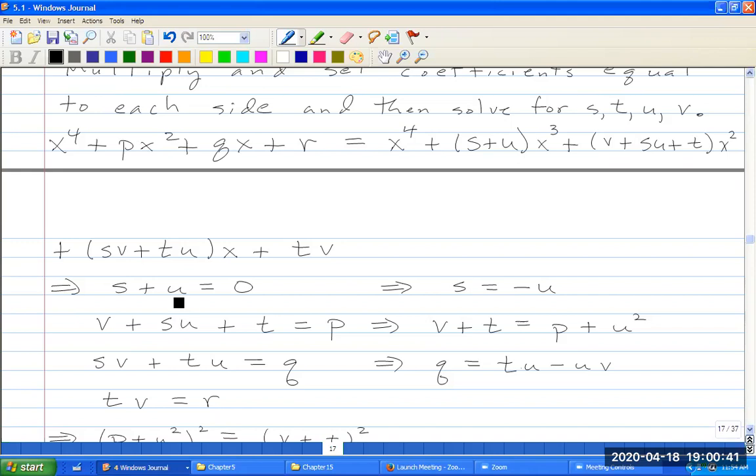So from this, I get that s is equal to minus u, just subtracting u from both sides. Letting s equal minus u, I get that this is minus u squared. So let's bring this to the other side. So I get v plus t is p plus u squared. And q is just tu plus sv, but s is minus u, so minus uv.